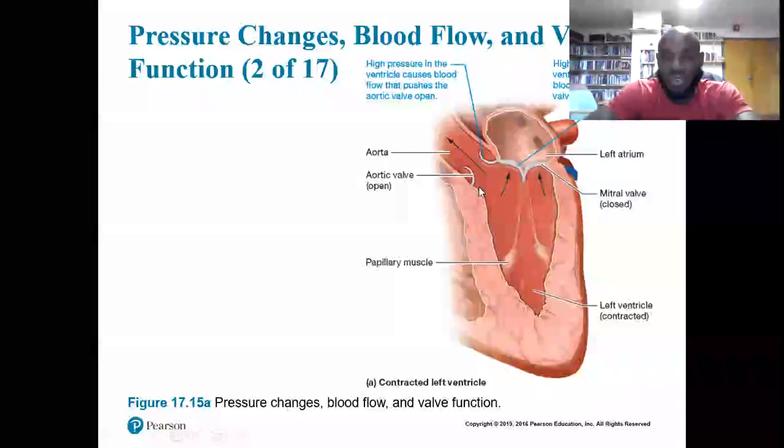So the semilunar valve, the aortic valve, is pushed open and blood flows out that way, while the mitral valve, bicuspid valve, is closed due to the pressure of the left ventricle contracting, and also the papillary muscles and chordae tendineae. And so you have the blood flowing this way. We do not want the blood to flow back into the left atrium.